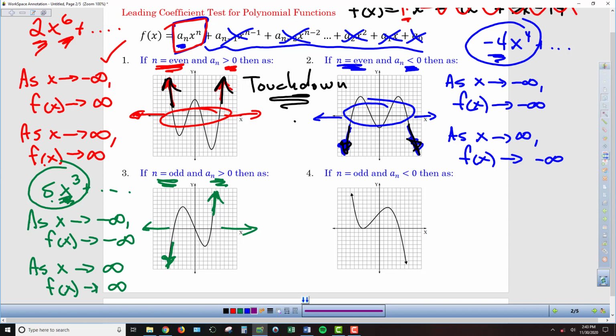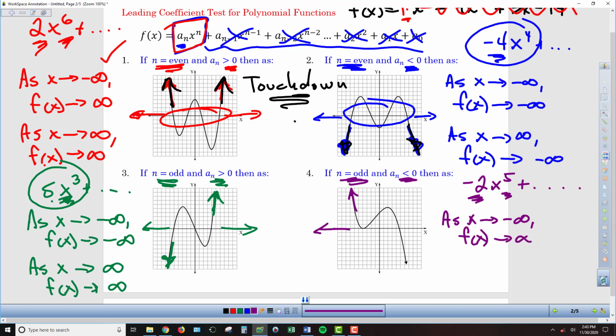Now, if we stay with an odd highest exponent, but now we change that leading coefficient to being less than 0, to being negative, meaning let's say we have something like negative 2x to the 5th, and then again there can be other things in the function, but the highest exponent is 5, but now that leading coefficient is negative. Now what happens? Well, as x approaches negative infinity, meaning as we move farther and farther to the left, which way does the graph go? Well, it's going to end up shooting upwards, so that means f of x is going to approach positive infinity.